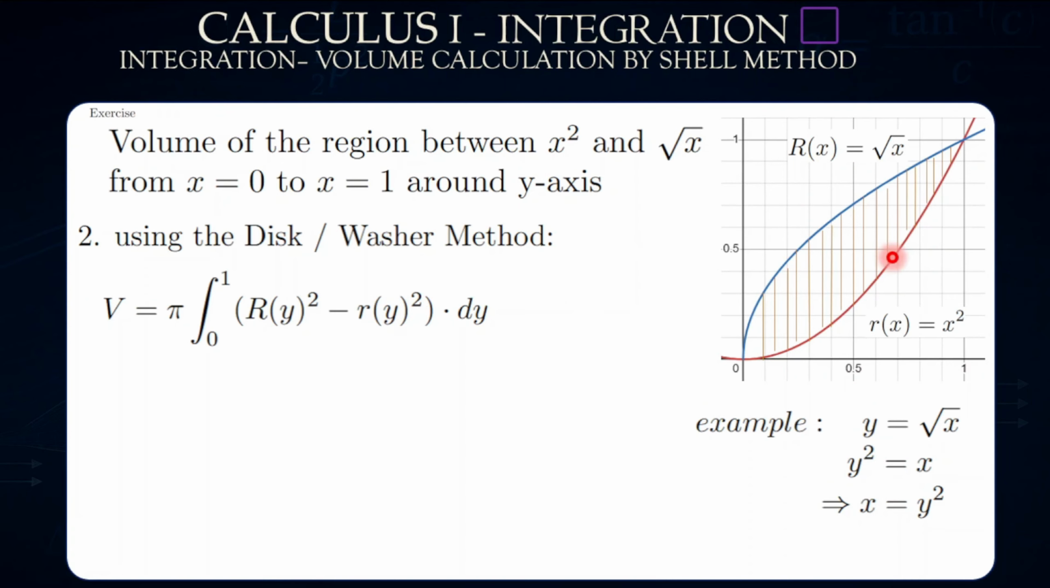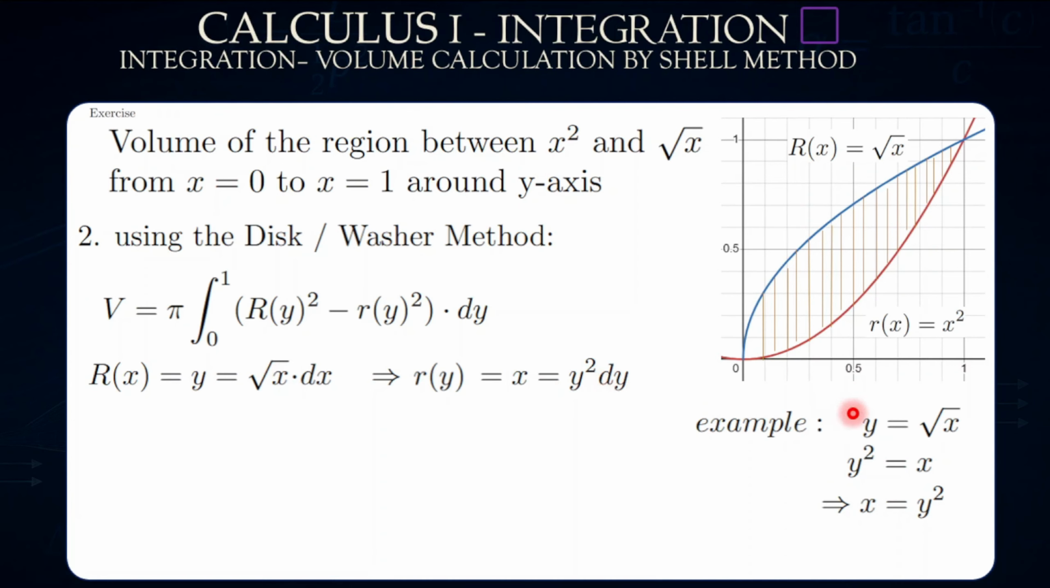revolving around the y-axis, we need to change from the x domain to the y domain. We need to integrate in relation to y, to dy. The formula again is the integral between 0 and 1 of R(y)² − r(y)². Now we flipped the domain, so we need to get x in relation to y. Lowercase r(y) is equal to y² dy.